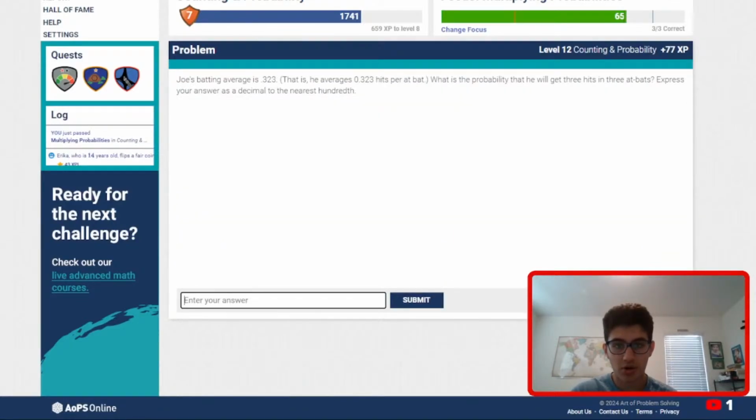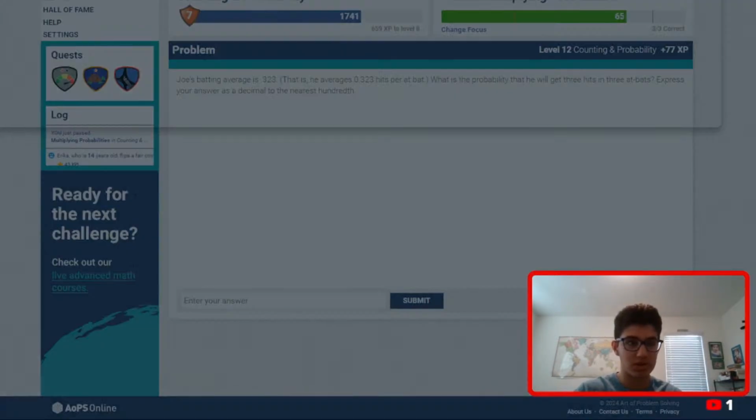Okay, batting average is 0.323. What is the probability that he will get 3 hits in 3 at bats? So you just multiply that again and again and again. 0.323 cubed. So 0.03.